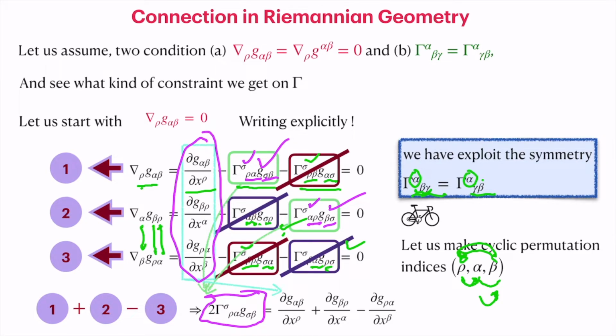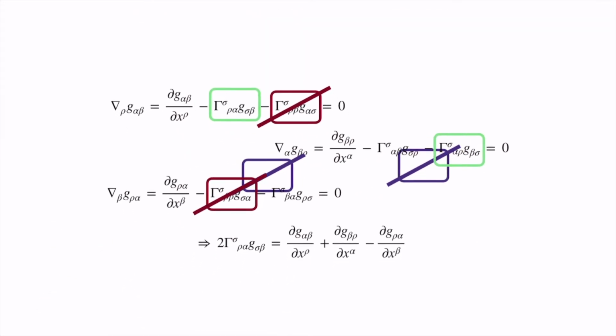So the first one is a differentiation of g alpha beta with respect to x rho, and the second one is the differentiation of g beta rho with respect to x alpha, and the third one is subtracted because there is a minus here. So we have the differentiation of g rho alpha with respect to x beta. So this is the simplification we get by assuming gammas are symmetric in the lower two indices, and using the property that the metric tensor itself is symmetric, we get a simplified expression. Let us go ahead and simplify this.